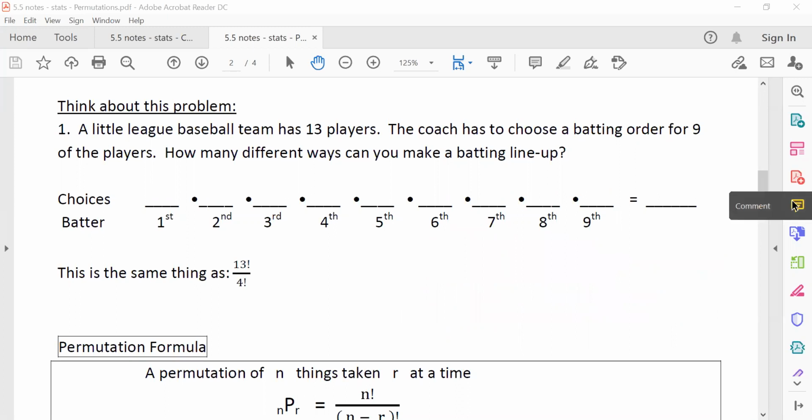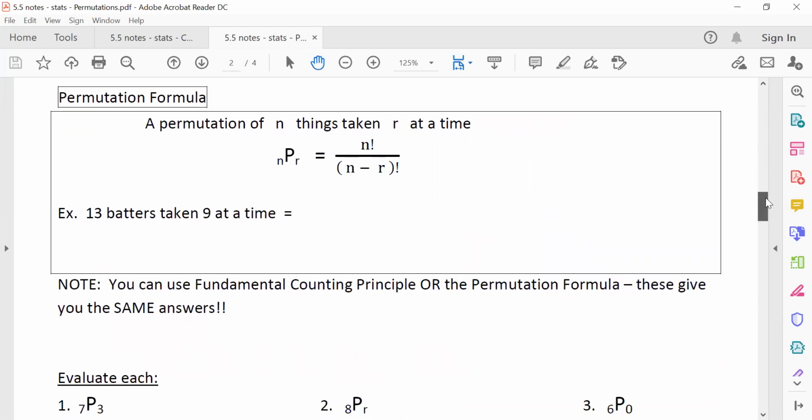So let's scroll down here. You have a permutation of n objects taken r at a time. nPr is what we usually call it. So in our example, we had 13 potential batters, 13P9. Thirteen batters taken 9 at a time.